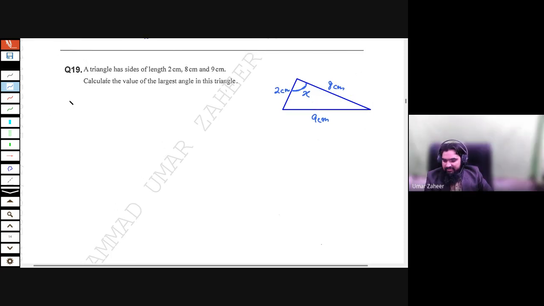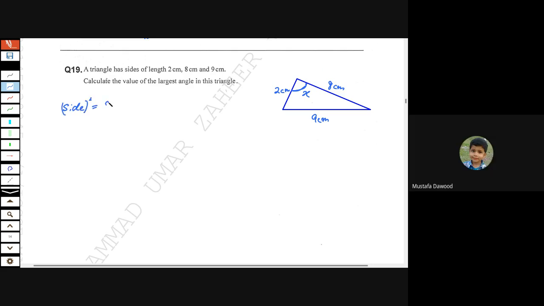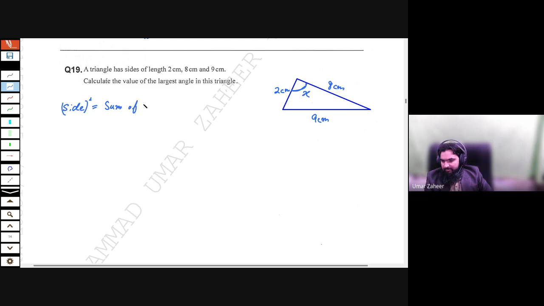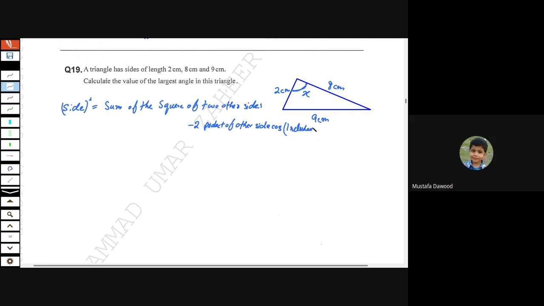This cosine rule says that any side squared will be equal to the sum of the squares of the two other sides, minus 2 into the product of the other sides into cos of the included angle, right? Yes, sir.